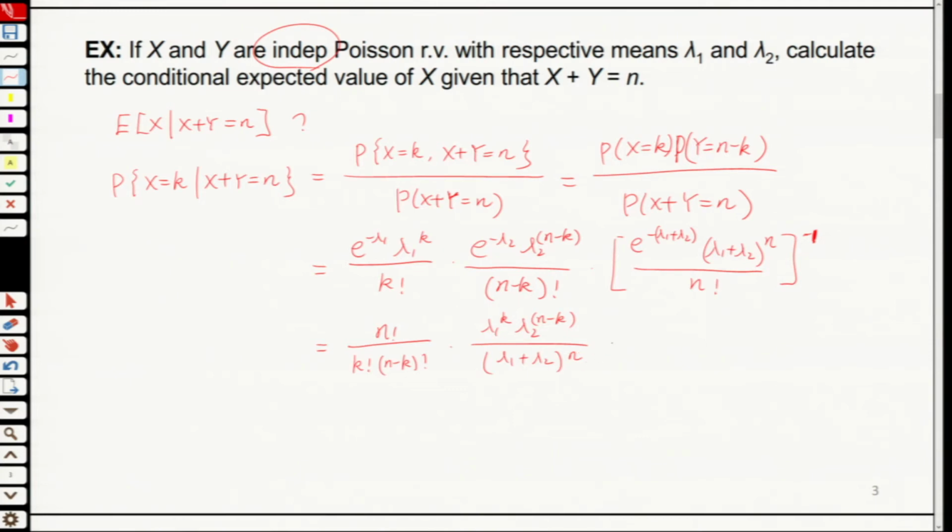So what is this part? This part is actually n choose k. Then lambda 1 over lambda 1 plus lambda 2 to the k, and then lambda 2 over lambda 1 plus lambda 2 to the n minus k. Everybody agree? Because you have the denominator n minus k, and this is k, if you multiply them together it's actually n. So that's what we got here, but the numerator is lambda 1 to the k, lambda 2 to the n minus k.